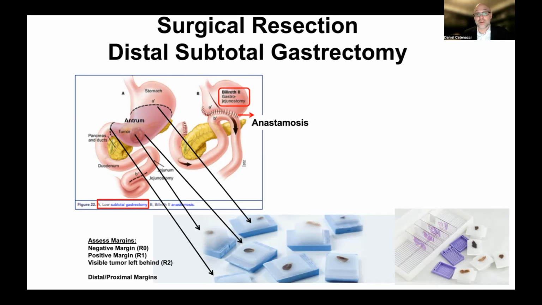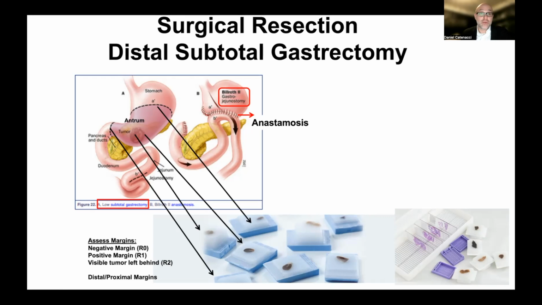And remember, the importance of this is that if tumor is present in the surgical specimen at the margin on this side, then it's highly likely that it would be left on the other side of the distal margin, for example, or the proximal margin in the anastomosis. And we would like to avoid that at all costs for obvious reasons.